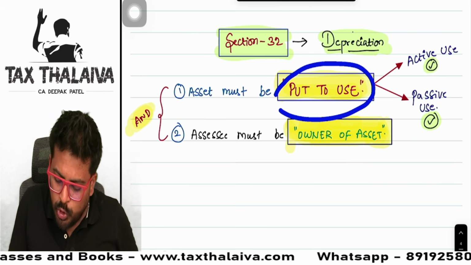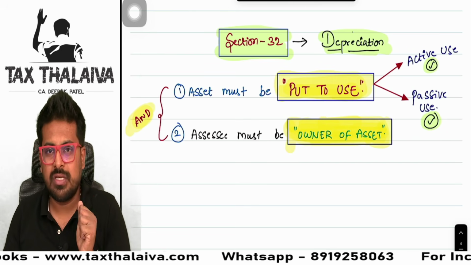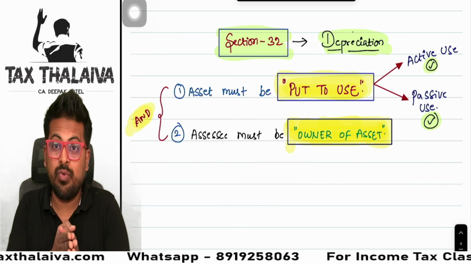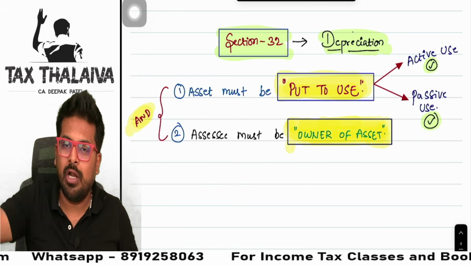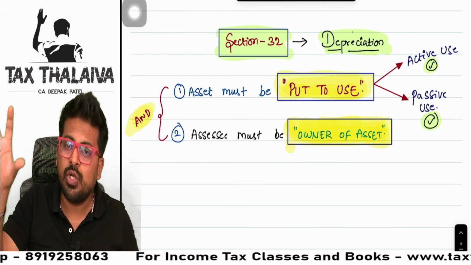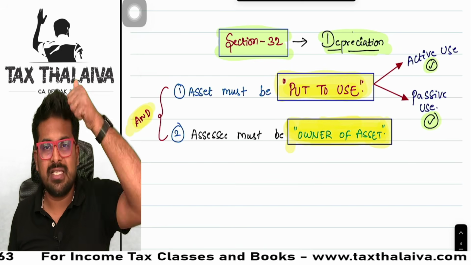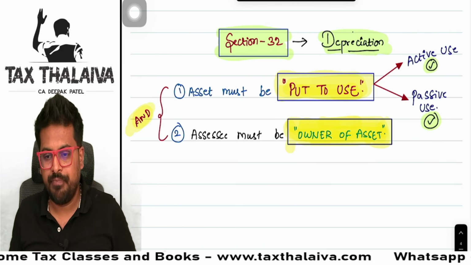Now, when we say put to use, it can be two kinds of use, active use and passive use. Active use means you are actually using that asset. But passive use, for example fire extinguishers, you just mount them on the wall. When the fire comes, you will use them. But you have started using that asset, that is called passive use. Both usages are good enough, but usage of the asset is very, very important.